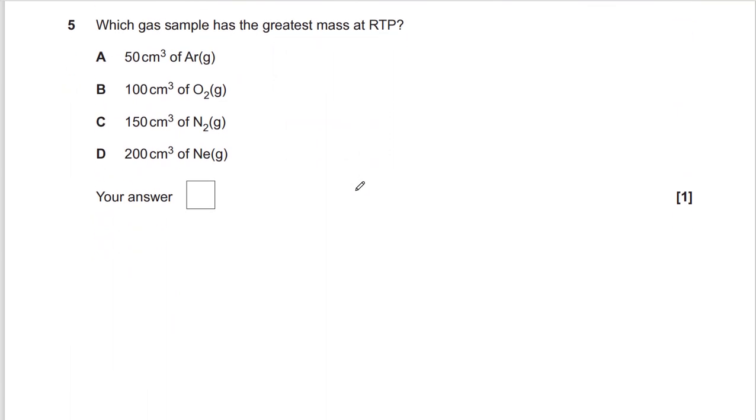So number 5, which gas sample has the greatest mass at room temperature and pressure? Unfortunately, again, it's another little trial and error approach. We're looking for the mass. We're given the volume at room temperature and pressure. So because we've got the volume, and because it's RTP, we can use the molar gas volume of 24,000 centimeters cubed per mole.